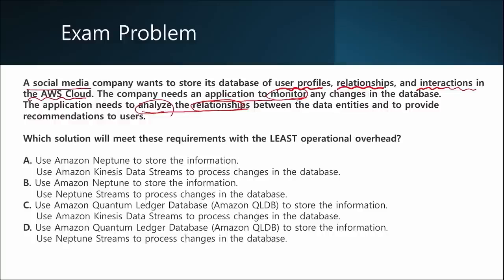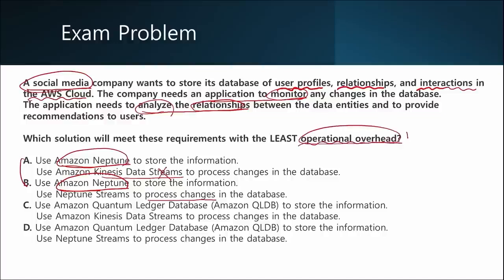First of all, when you think of social media and relationships, you probably think of GraphDB. GraphDB is Neptune. So if you're looking at Amazon Neptune, you should look closely at A and B. Changes can also be detected in Neptune. You don't necessarily have to use Kinesis data streams because we need to have low operational overhead. Then, simply operating as one service would be a way to reduce operational overhead. So the correct answer is B.